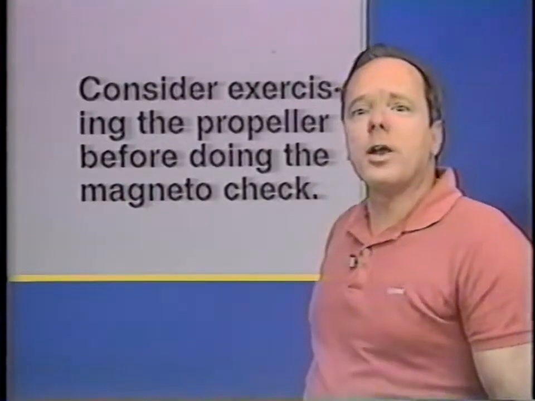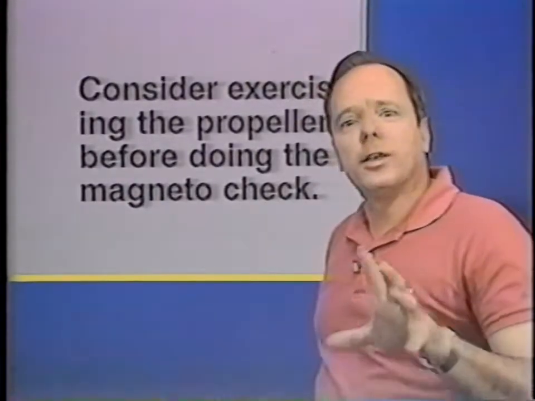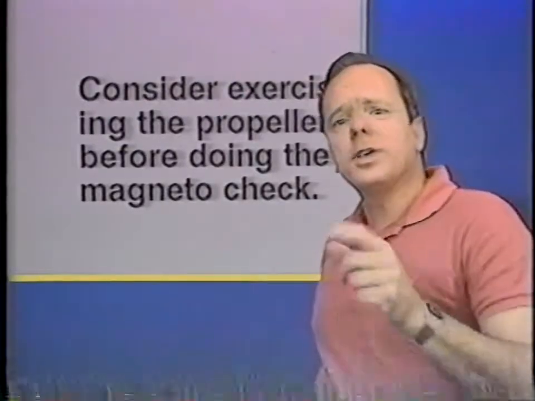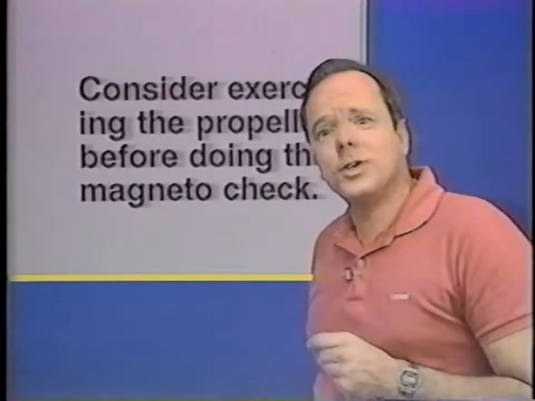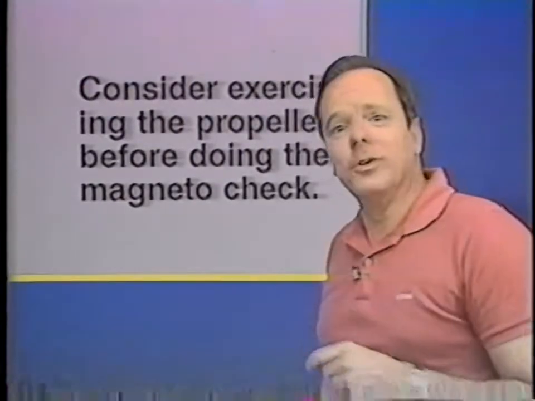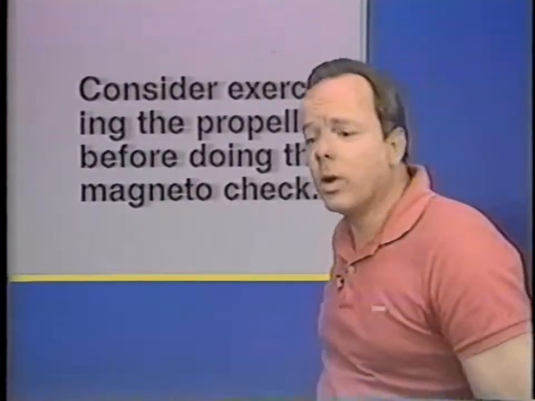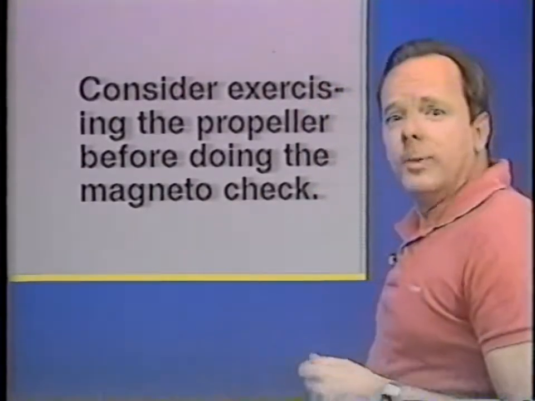Now, let's assume you have an airplane with a constant speed propeller that frequently has a large RPM drop during the magneto check due to lead fouling or oil in the spark plugs. Here's a procedure that you should consider that will help eliminate that mag drop when you're doing the mag check, and that is consider exercising the prop before doing the mag check. And what does that do for you?